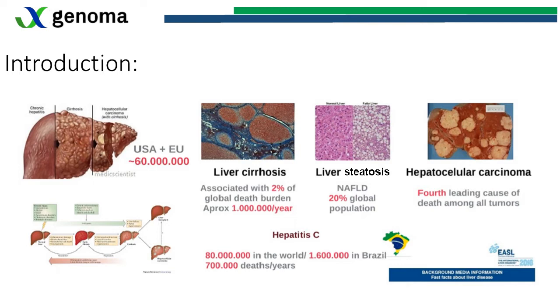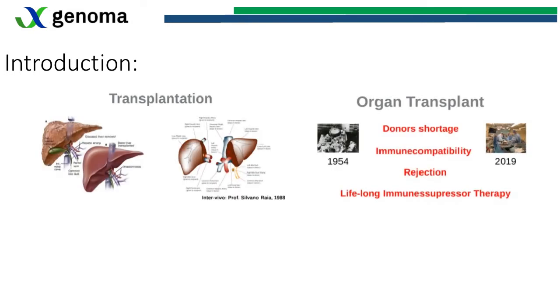And just so you know, hepatitis C, which is one of the main pathogens that could lead to this excessive inflammation of the liver parenchyma, is estimated to infect more than 80 million people in the world, 1.6 million only in Brazil. So when the liver reaches that chronic stage, it cannot grow back and cannot regenerate itself. So what can we do to treat patients with that condition?